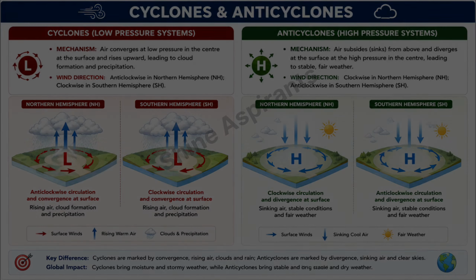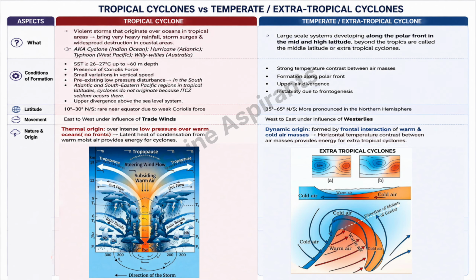Tropical cyclones versus temperate cyclones. Tropical cyclones: violent storms that originate over oceans in tropical areas, bring very heavy rainfall, storm surges, and widespread destruction in coastal areas. Also known as cyclone in the Indian Ocean, hurricane in the Atlantic, typhoon in the West Pacific, willy-willies in Australia. Conditions of formation: sea surface temperature greater than or equal to 26-27 degrees C up to about 60 m depth.